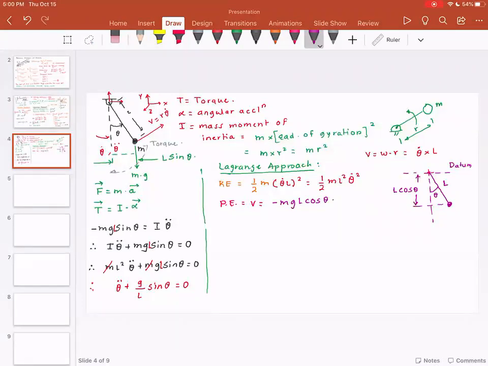So my potential energy is minus mgL cosine theta. Now, any questions in finding out the kinetic energy and potential energy?